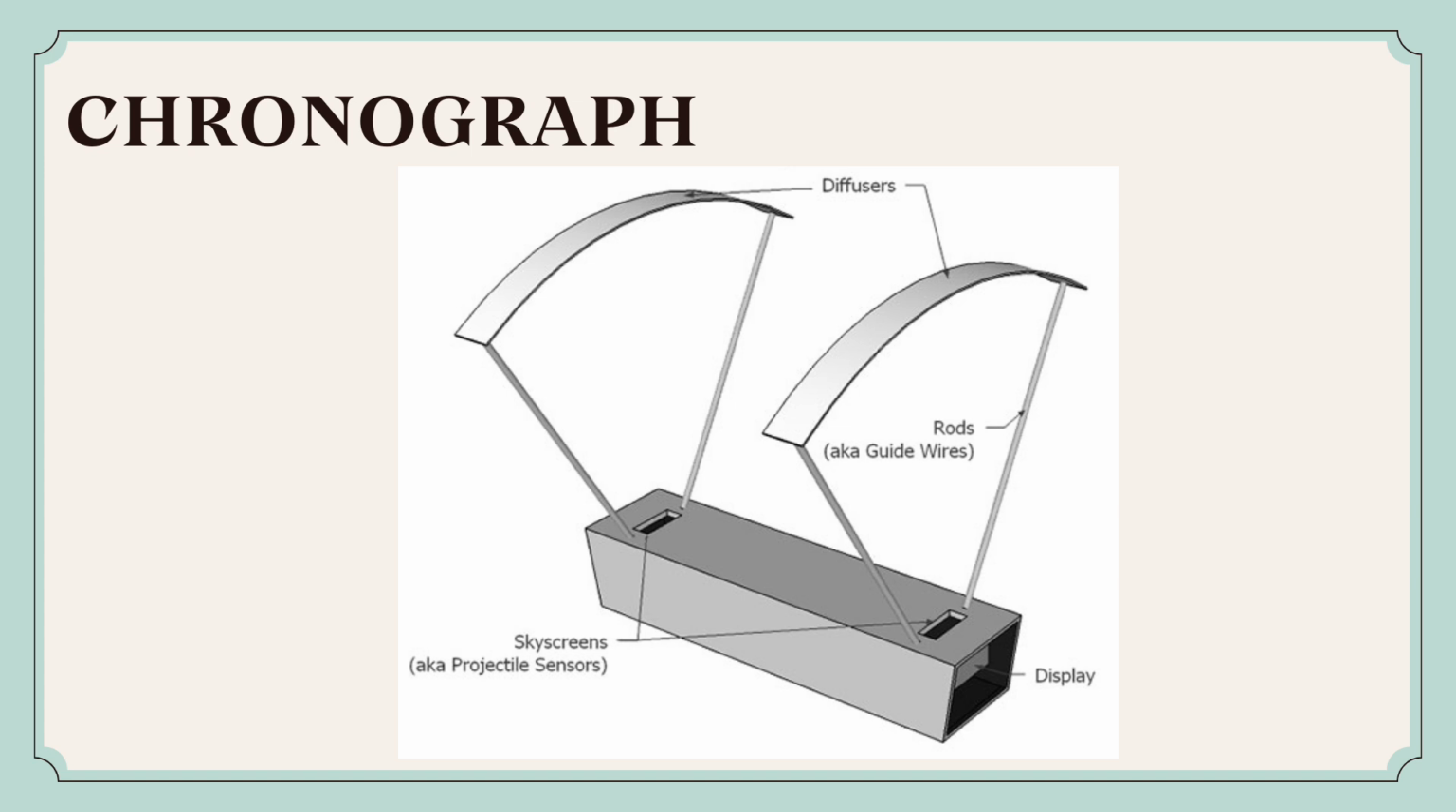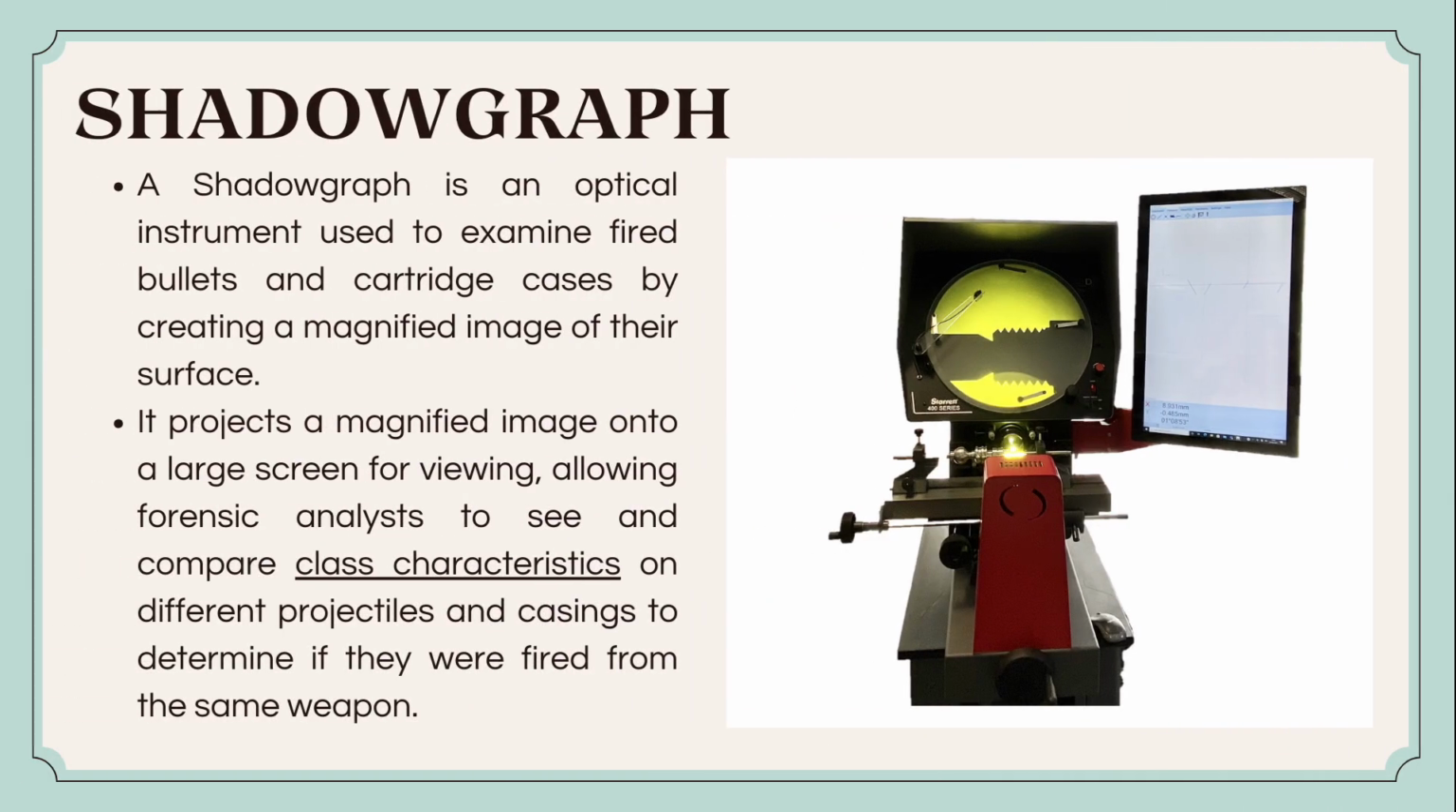Additionally, its function is to measure the time it takes for a bullet to travel between two fixed points, typically placed a short distance from the firearm's muzzle. The significance of this one lies in providing the objective data essential for shooting incident reconstruction that will help the examiner. The last instrument is the shadowgraph.